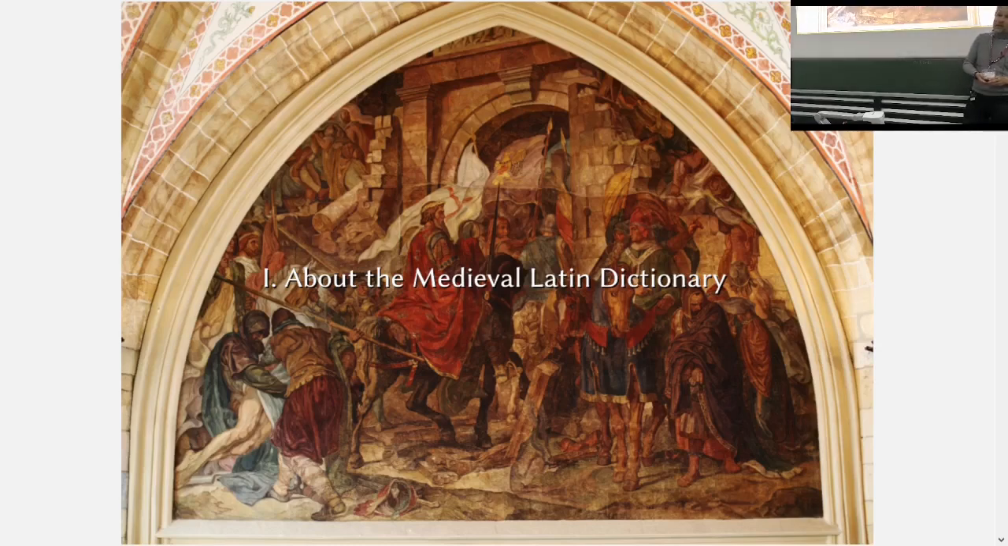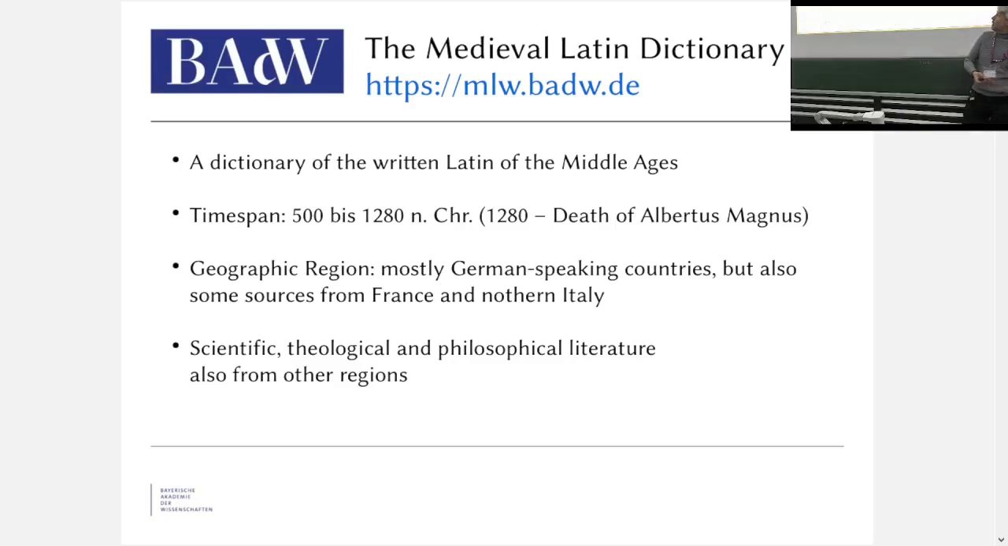First, the medieval Latin dictionary. This is a research project of the Bavarian Academy of Sciences and Humanities. It's a scientific dictionary of the written Latin language of the Middle Ages. When we speak of dictionaries, we are not speaking of the one-volume books that you buy in a bookstore, but about 10 volumes and a team of 12 people who need several decades to actually write and compile this dictionary.